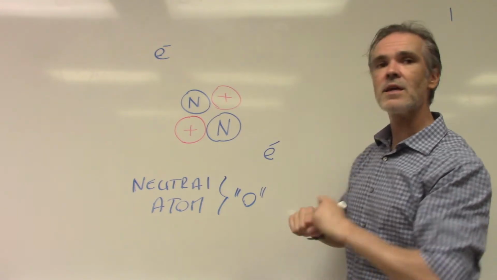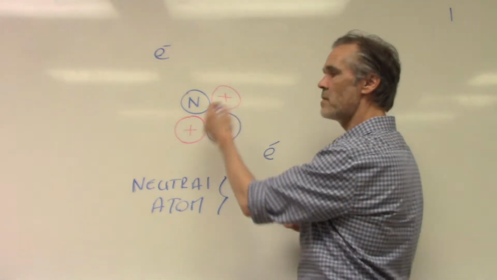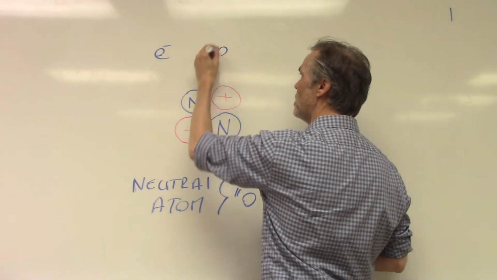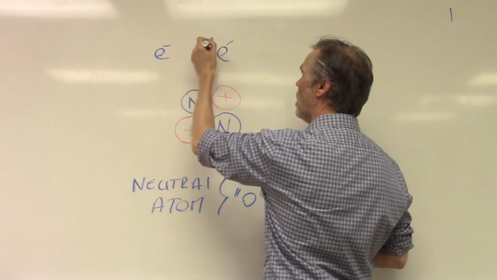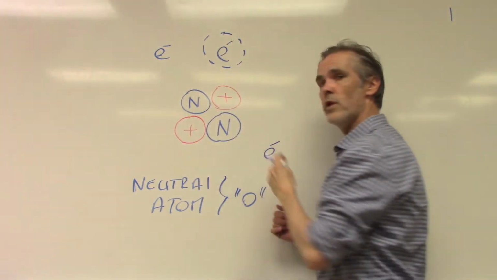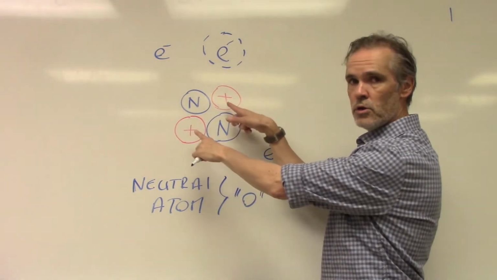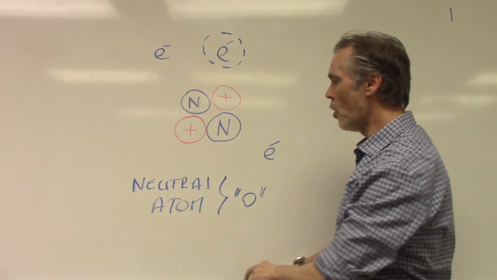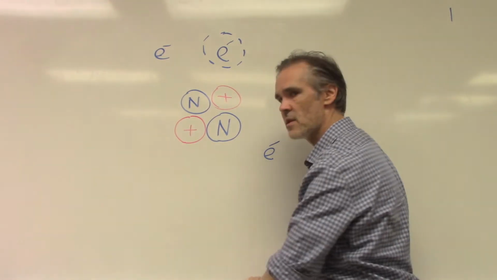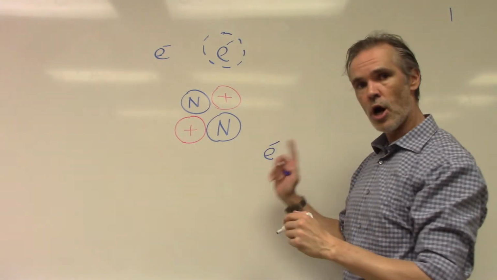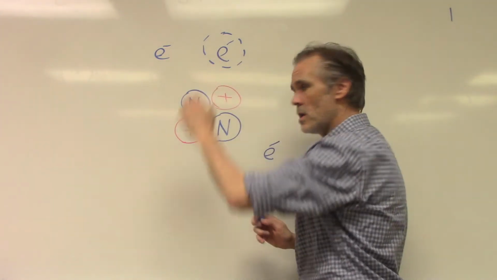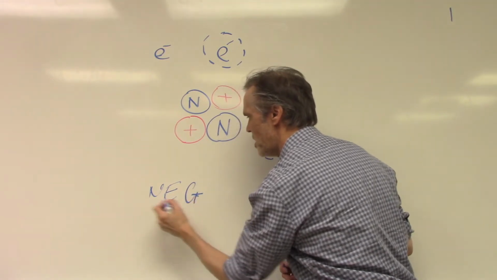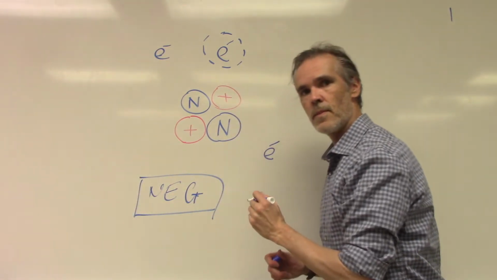Right? So let's say that this atom here grabs an electron, right? So it grabs an electron from a neighboring atom, right? So what we have here is we have 2 protons and we have 3 electrons. So you see, this is no longer neutral. This is now charged. And the net charge is negative in this case here.